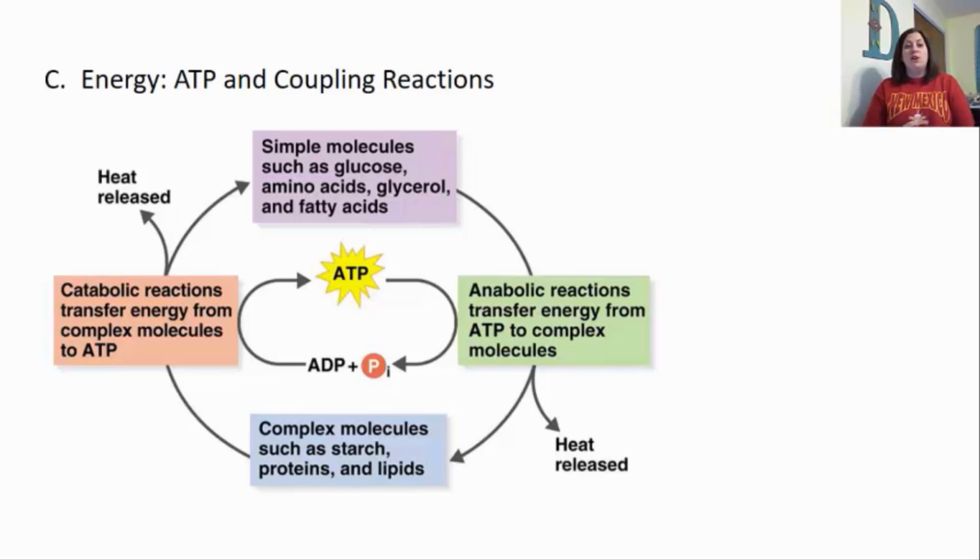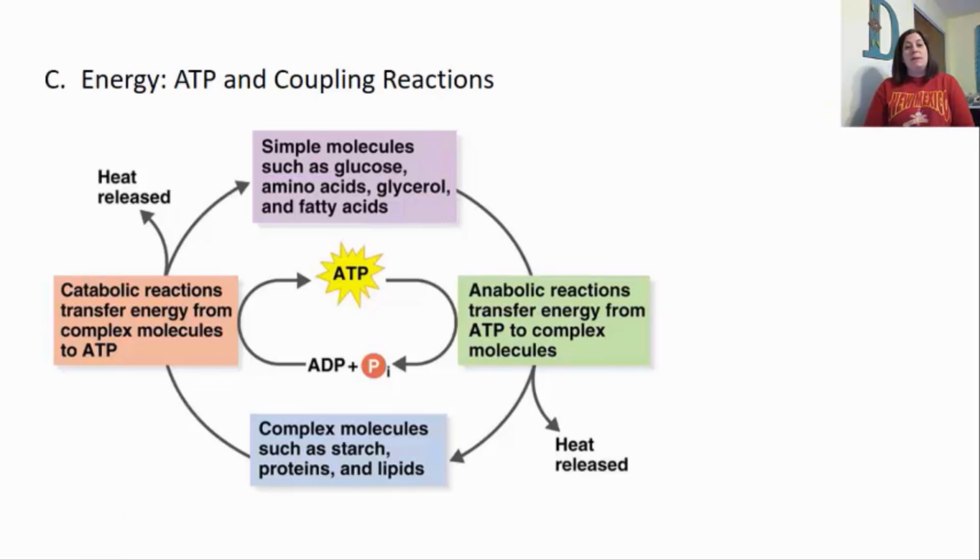So if you follow the flow chart here, we can see that we have a complex molecule coming in down here at the bottom, such as a starch, protein, or a lipid. All right, so this would be something that you might have taken in. Like for us as humans, we would eat it. Organisms sometimes will consume them as well, and they want to break them down into the building blocks. This is the catabolic reaction. They're going to break down the pieces.